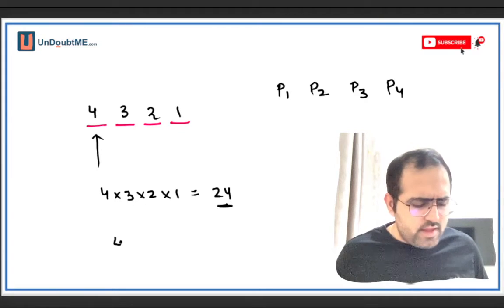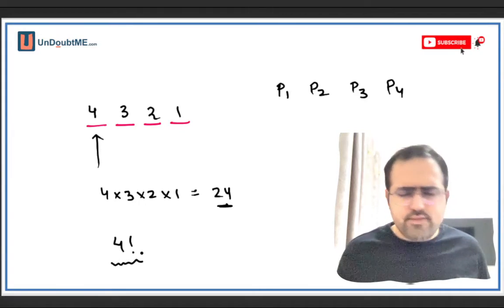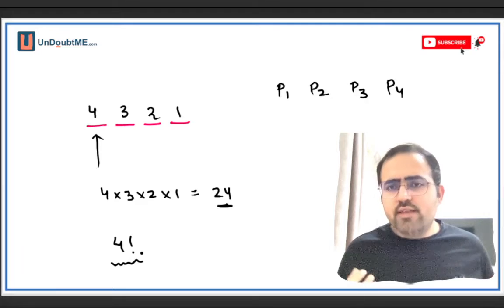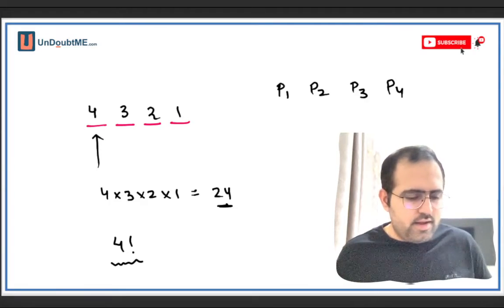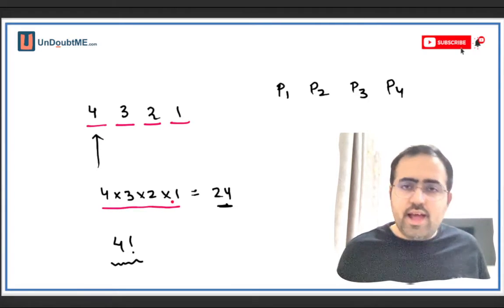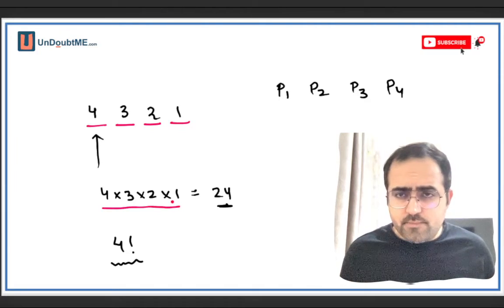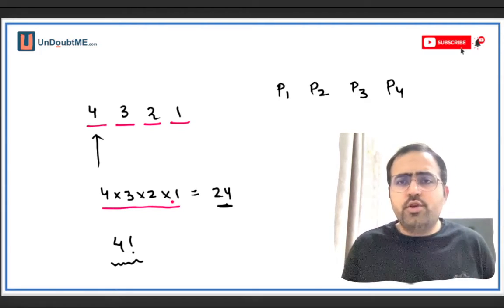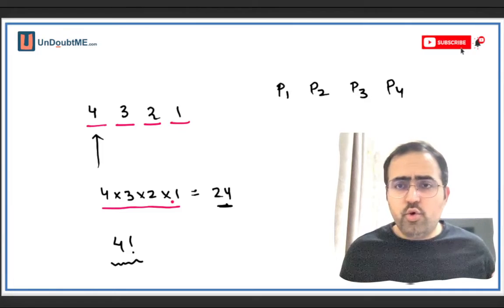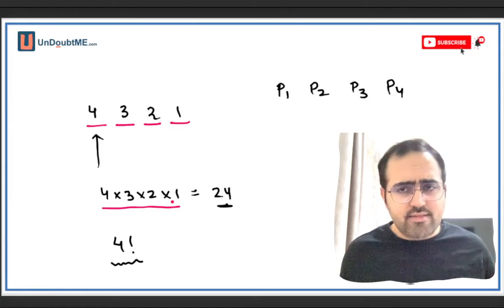This thing is called 4 factorial. This is just a notation. How we expand 4 factorial is written above. This is the exact expansion of factorial notation. We are going to discuss factorial notation in another video, but I hope the basic concept of the fundamental principle of counting is clear with the help of these examples.